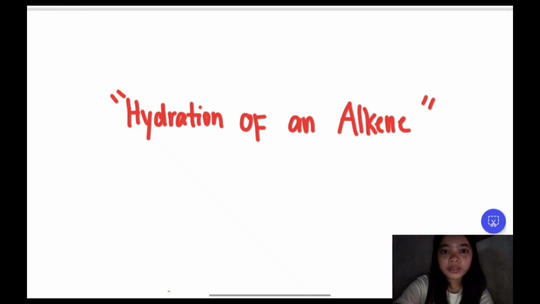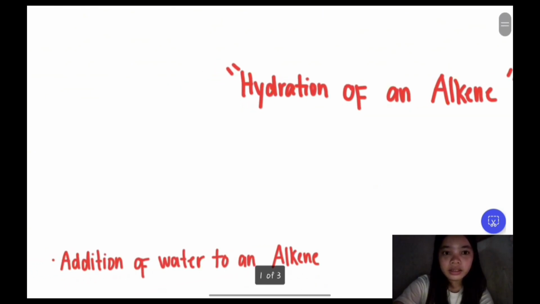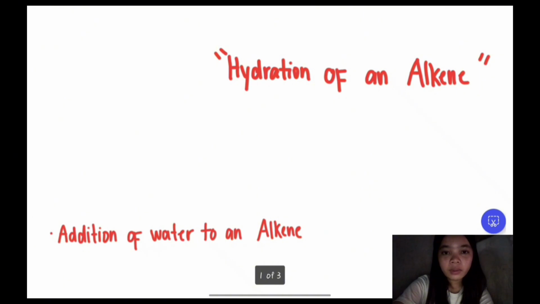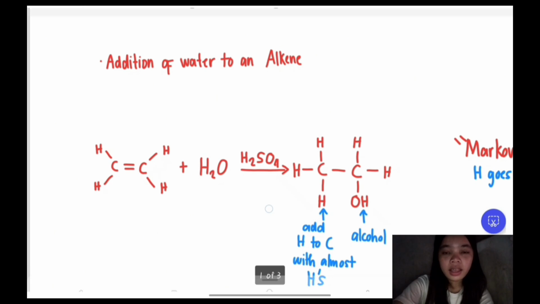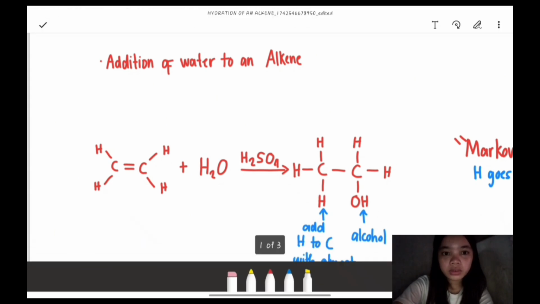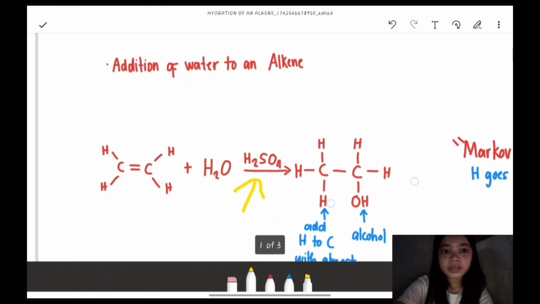So let's talk about hydration of an alkene. Hydration, you automatically think about water. So our topic for today is the addition of water to an alkene. There are two things that I want you to know. So first, you have to have an acid, a strong one in fact, and typically we're going to use sulfuric acid in order to induce this hydration, adding the water to the alkene.